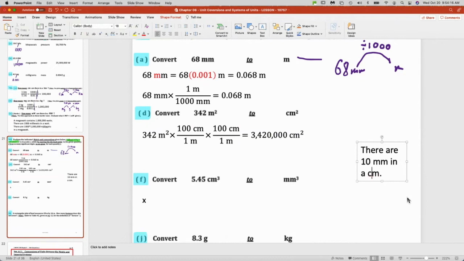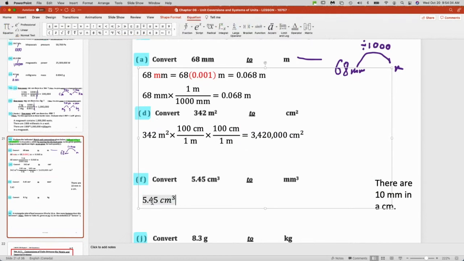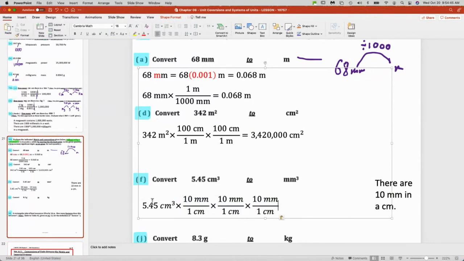So this is something that it helps you to maybe just jot that down on the side, because these conversions are not as obvious, but I think millimeters and centimeters is something very natural. I know most of you have measured a lot in the metric system. So 5.45 centimeters cubed. We need here 10 millimeters in 1 centimeter. However, because this is a volume conversion, we need to reproduce that 3 times. And 10, 10, 10 is 1,000, so we have 5,450.